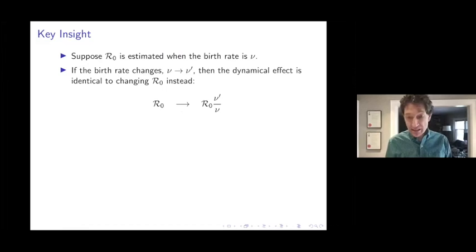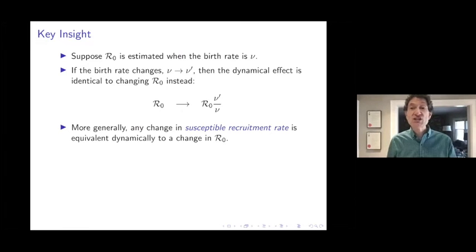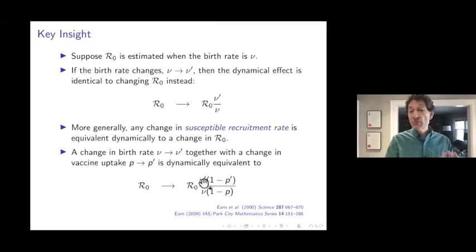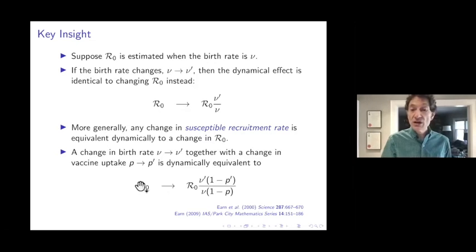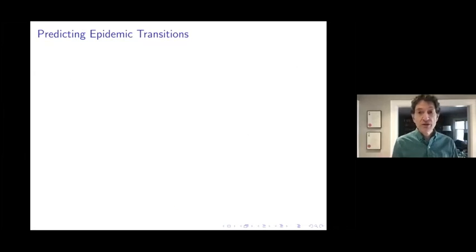Okay, but this is an important insight because it generalizes to any change in the rate at which susceptibles are recruited into the population. So for example, if the birth rate changes to ν′ and the vaccination level, the proportion vaccinated, changes to p′, then the dynamical effect is equivalent to changing R0 to R0 times this factor. And because we have data on birth rates and vaccination levels, that means that we have a way of predicting changes in the dynamics, using a bifurcation diagram that varies as a function of R0 rather than the seasonal amplitude.